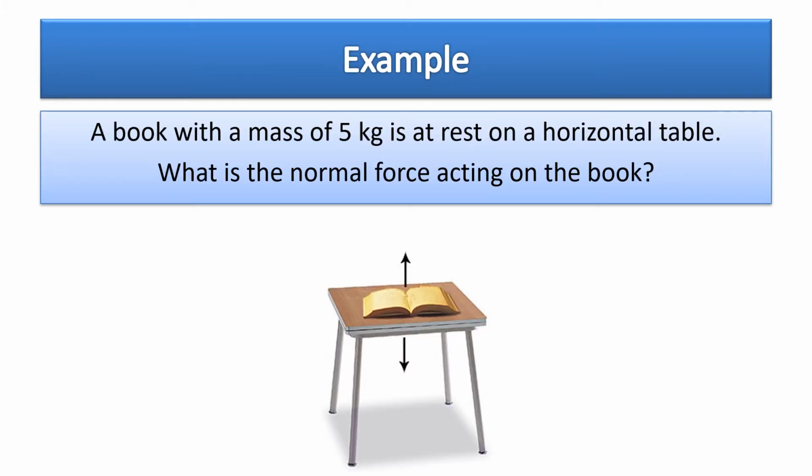So let's do an example. It says a book with a mass of 5 kilograms is at rest on a horizontal table. What is the normal force acting on the book? This is very similar to that sled critical thinking we just did. So now we have a number and we could actually calculate it. So this is pretty straightforward.